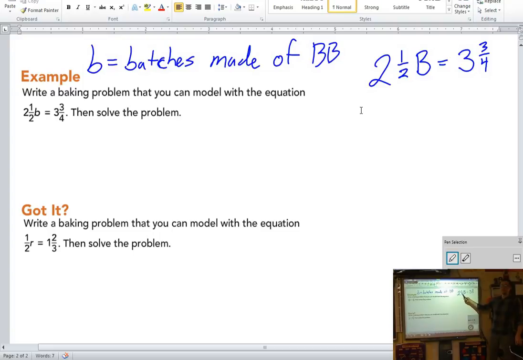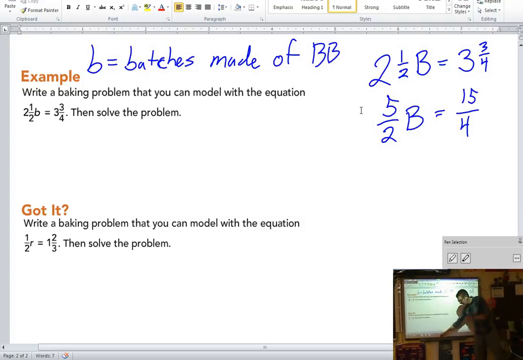2 times 2, 4, add the 1. We get 5 halves B equals, convert this to improper as well. 3 times 4, 12, plus the 3, 15. 15 fourths. How, Olivia, can we get rid of that 5 halves in front of the B? But instead of dividing a fraction by it, yeah, we have to multiply by its reciprocal.